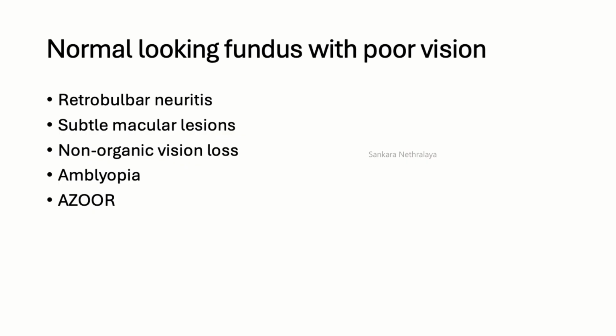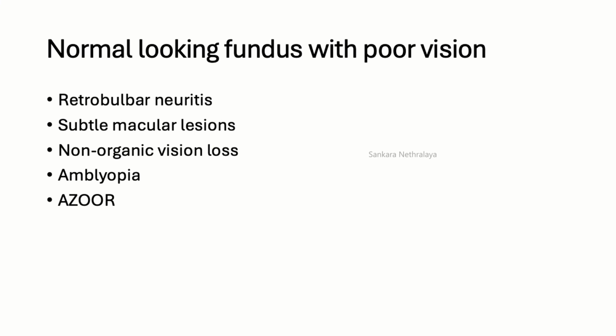And if the patient is a little uncooperative and you're not able to examine the fovea for a long enough time, people have missed even a macular hole, okay? A large enough macular hole. A tiny macular hole, anybody can miss, okay? That's why we rely upon OCT. It can be caused by retrobulbar neuritis, wherein the fundus is normal, subtle macular lesions, non-organic visual loss, amblyopia, etc., etc.